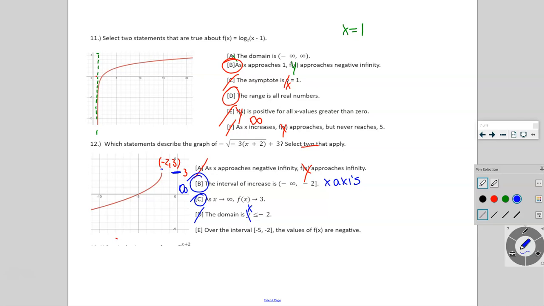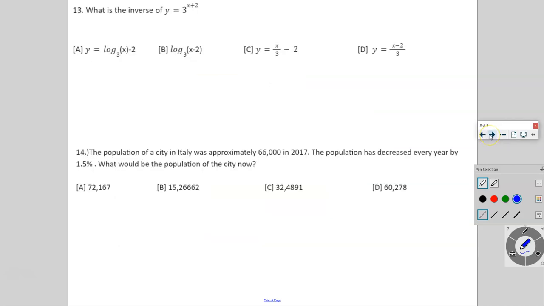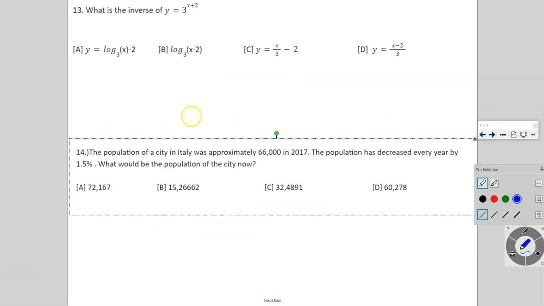And then the last one, over the interval of -5 and -2. So remember, we're looking at the x-axis, -5 and -2. In this range, it says that the values of the function are negative. That is not correct. They are above 0. There's nothing here to state that they are negative. So this could not be correct either. All right, and the last two.